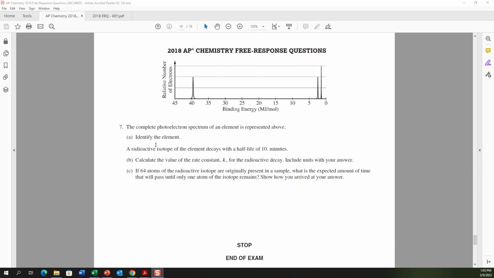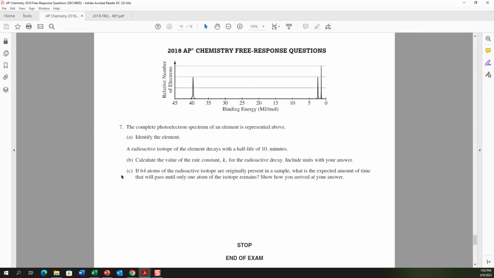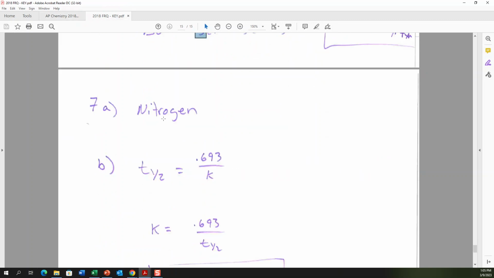Let's see what they're going to ask. Identify the element. All right, nitrogen. And notice they didn't say justify or anything, so nitrogen, or N. Save yourself a little bit of time and just write capital N and you're good to go.